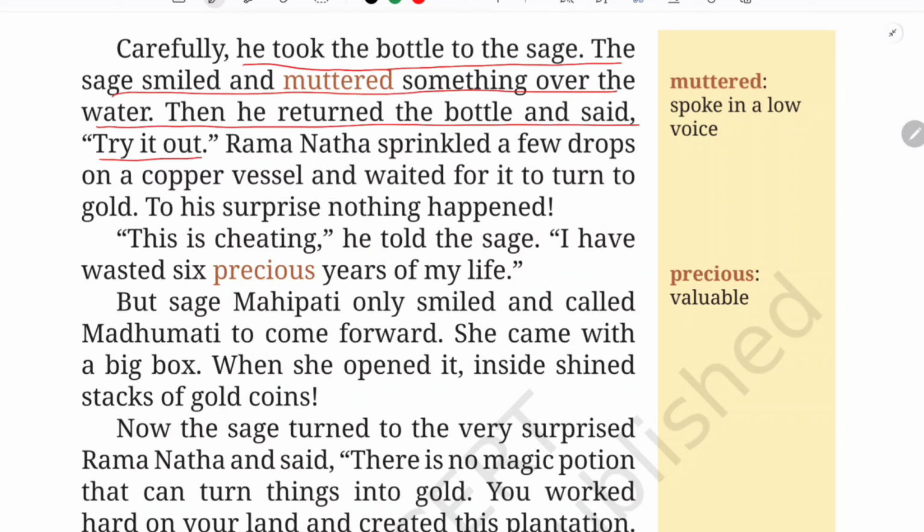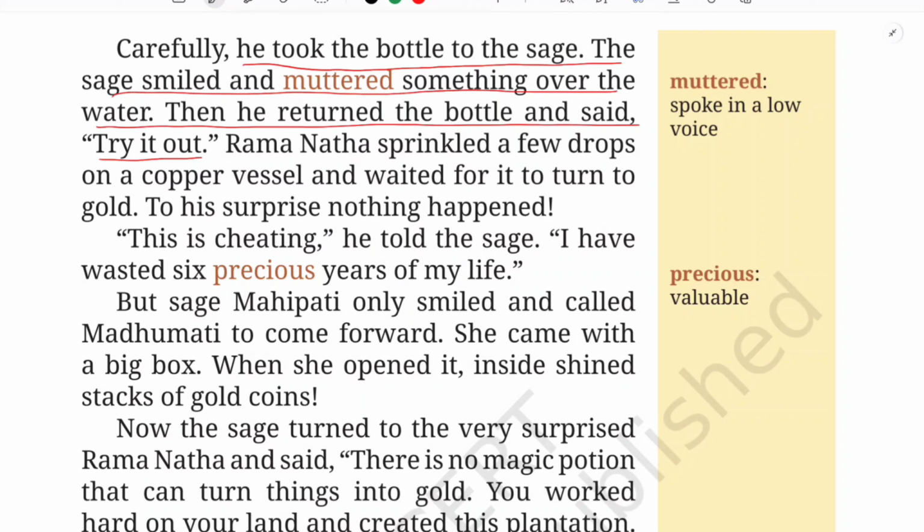And he went to the sage where the sage was staying, thinking that now he had this magic potion which would turn every object into gold. He was very happy and very excited as well. And the sage also smiled when he saw Ramnath with those 5 liters of dewdrops. The sage smiled and he muttered some words.